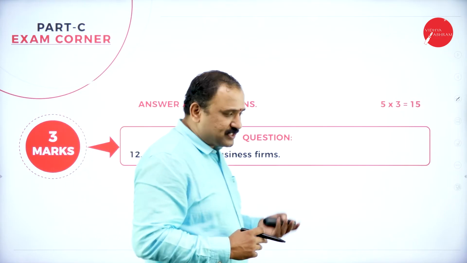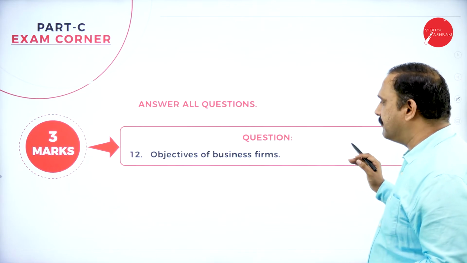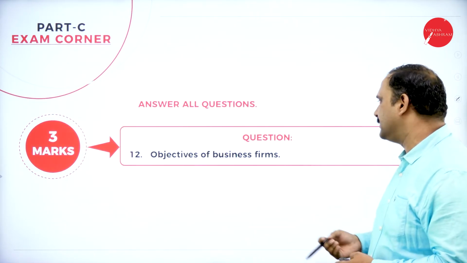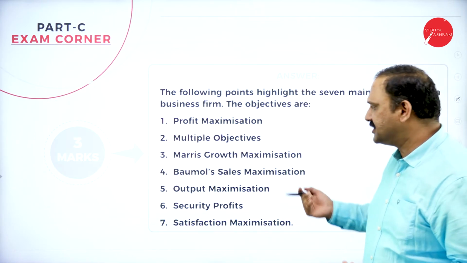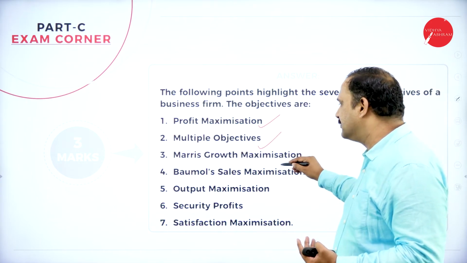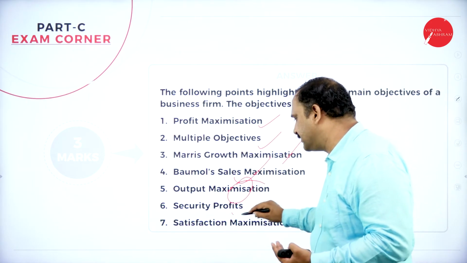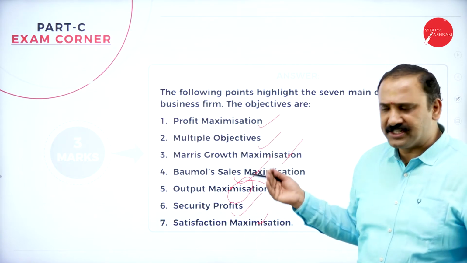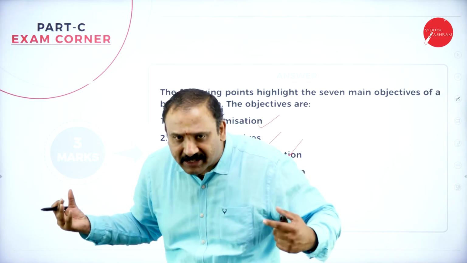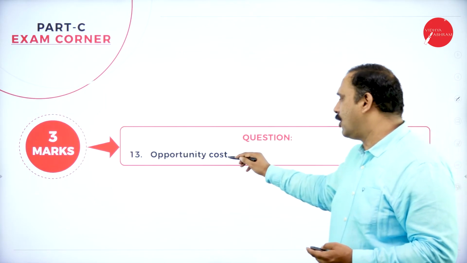Now, we start moving on to Part C, where you have 5 into 3, 15 marks. The first question is to write a short note about objectives of the business firms. Very easy. You can just write down the objectives: profit maximization, multiple objectives, the growth factors, the BOMOL sales maximization, output maximization, security profit. So you can just write your own points in terms of how the business wants to develop in terms of profit making.